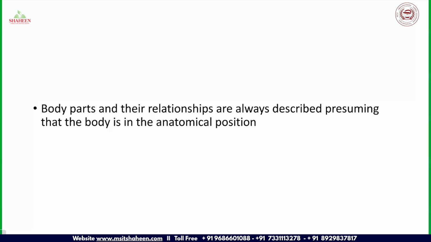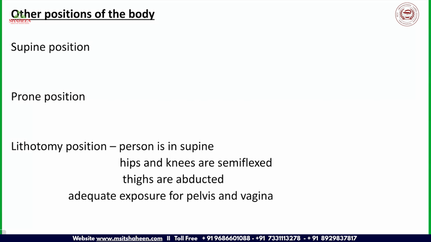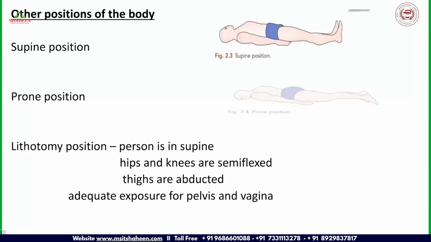It's already discussed. The body parts and their relationships are always described presuming that the body is in the anatomical position. So it mainly helps to identify or compare the positions of different organs in your body. Now the other positions of the body, already discussed in your previous class. That is the supine position. What is the supine position? The face should be toward the roof. And the prone position, this is the prone position, where you are lying facing downwards.